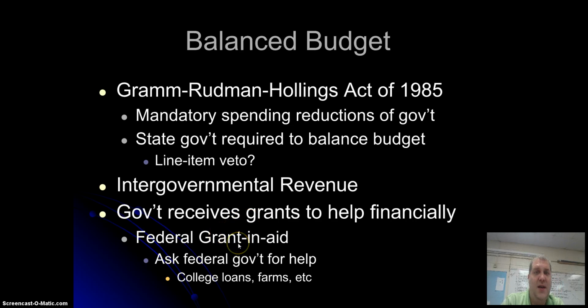Intergovernmental revenue, this is where money goes back and forth, and government receives grants to help financially. This is federal grant aid. This is where they ask the federal government for money to make sure that they maintain their balanced budget. For college loans, farms, etc. Some of these things go back into school systems as well.